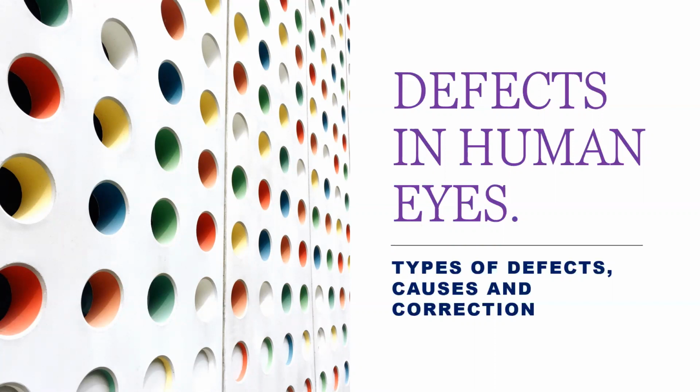Generally, everybody must know there is a point of vision. What is the minimum distance at which you are able to see clearly? The things you want to see properly should be kept at 25 centimeters. So I hope you understood the defects, their causes, and their correction.